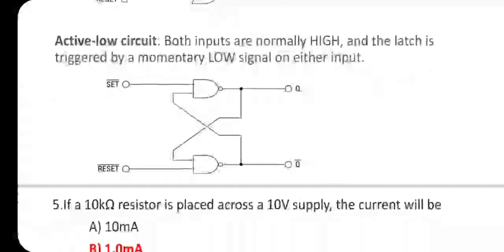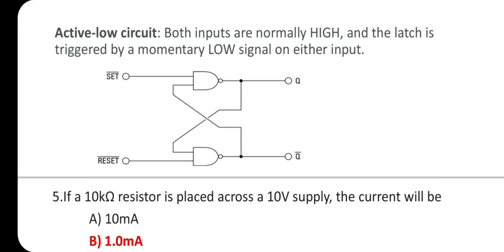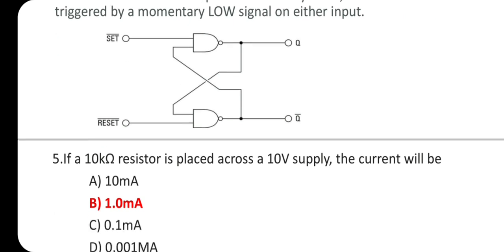What is an active low circuit? Both inputs are normally high and the latch is triggered by a momentary low signal on either input. This is the active low circuit, which is constructed using NAND gates.